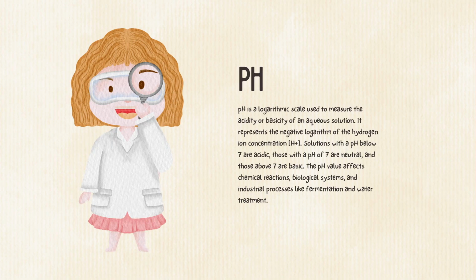pH is a logarithmic scale used to measure the acidity or basicity of an aqueous solution. It represents the negative logarithm of the hydrogen ion concentration. Solutions with a pH below 7 are acidic, those with a pH of 7 are neutral, and those above 7 are basic. The pH value affects chemical reactions, biological systems, and industrial processes like fermentation and water treatment.